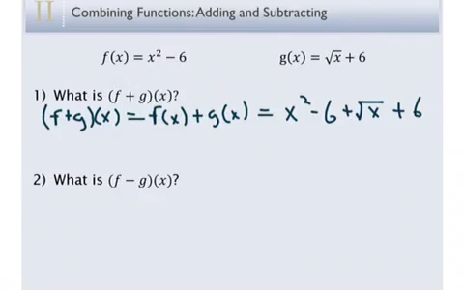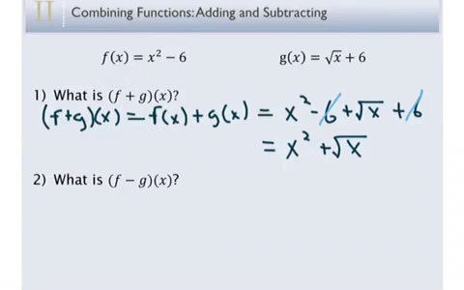And now I combine like terms, and of course I've got -6 and +6, so those are going to just cancel out, and I'm left with x squared plus the square root of x.